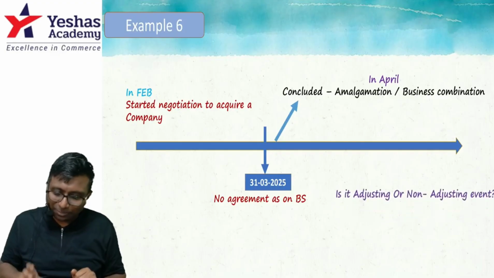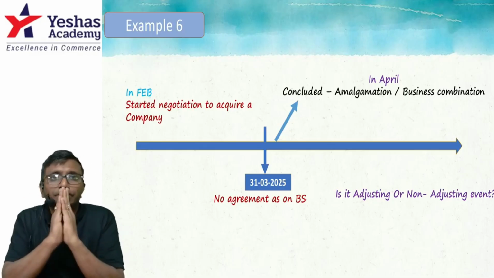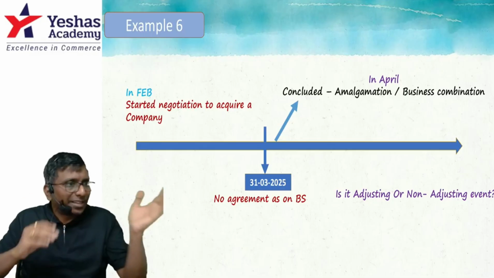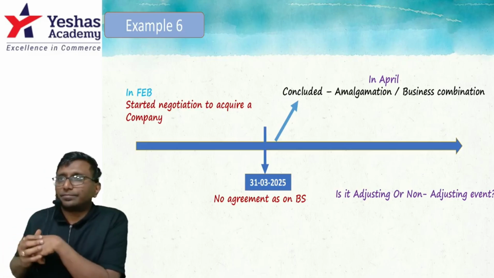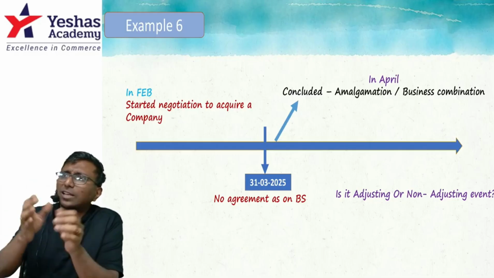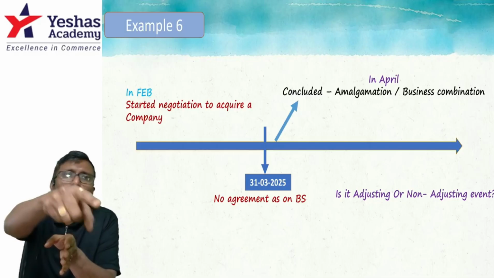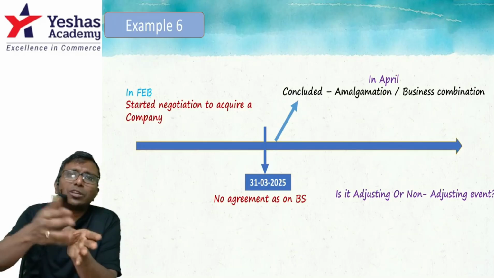Anyhow, the amalgamation or business combination is concluded. Now, what should I do? Is it adjusting or non-adjusting? But the discussion already started in the past. The conclusion was not arrived at on 31st March. As on 31st March, do I have control over that company? No. Then what is there to write?